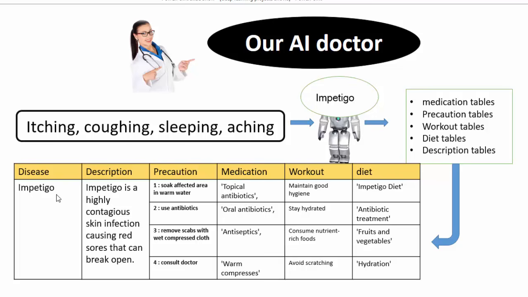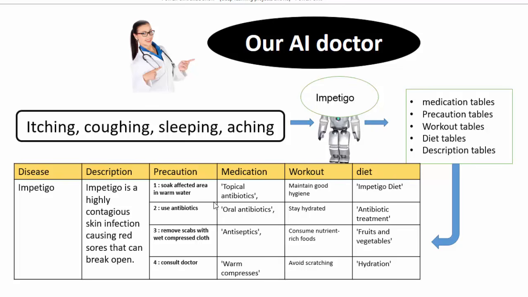For that particular disease, the recommended medication will be topical antibiotics, oral antibiotics, antiseptics and warm compresses, right? And also we have workout, like maintain good hygiene, stay hydrated, consume nutrient rich foods, avoid scratching. And also we have diet, that you have to eat a diet related to this specific disease, and you have to eat antibiotics treatment. Fruits and vegetables are recommended as a diet for this particular disease. Hydration. So this system will predict these things: description, precaution, medication, workout for each disease, whatever the disease. On the basis of what the model predicts, it will get all these things from the database.